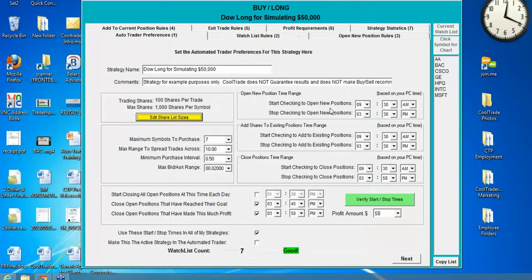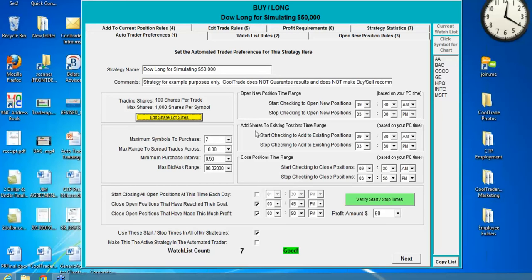So let's go back here, and over to the right, what we have here is we're telling the robotic trader when we want it to trade. So if you're on the East Coast, you set your robotic trader to start trading at 9:30 a.m. and stop. The first column is open new position time range. So between 9:30 a.m. and 3:30 p.m., the robotic trader is looking to open new positions.